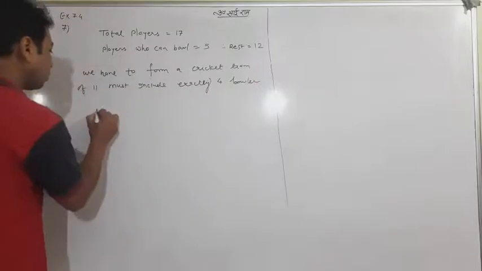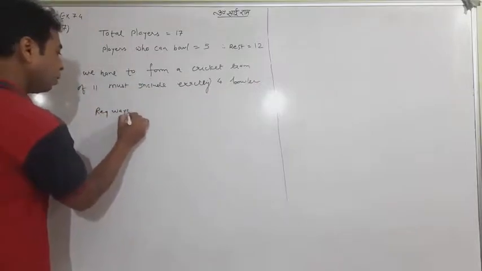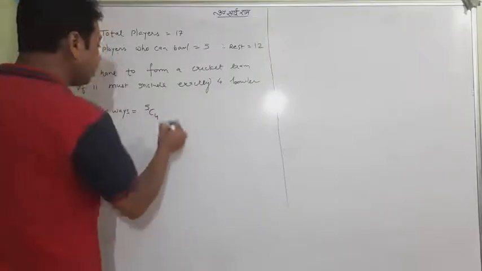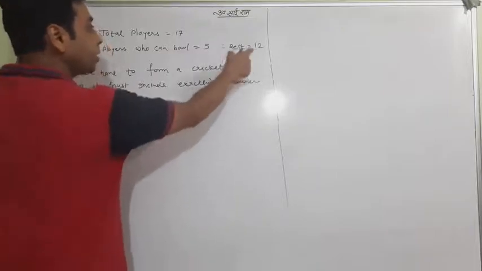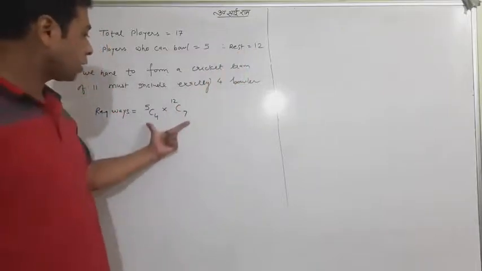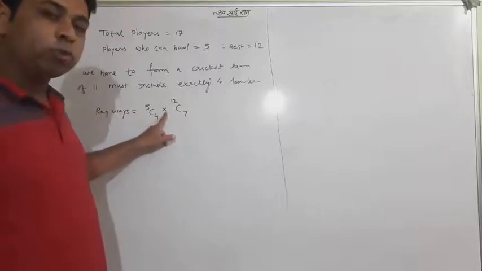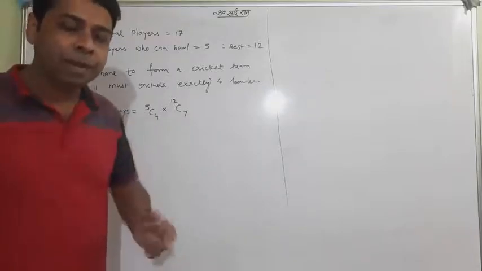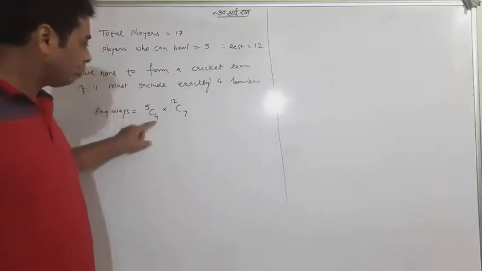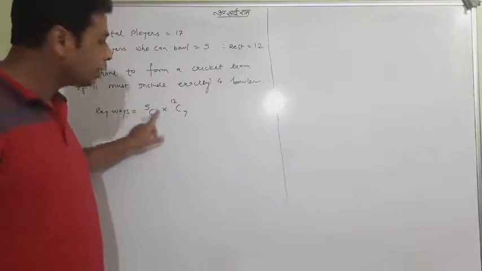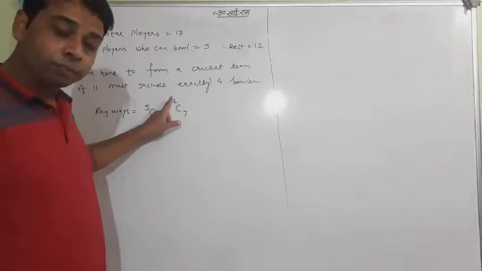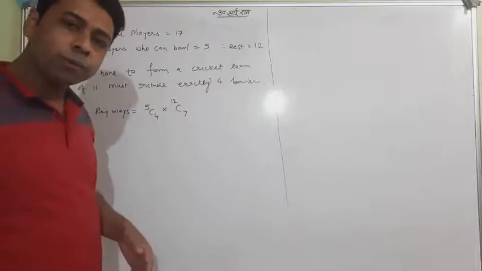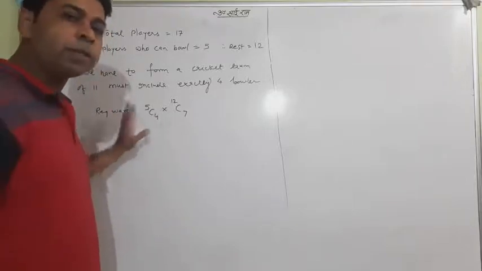This is simple. So the required number of ways will be simple. First I'll select 4 bowlers out of 5, and the rest 7 players will be selected from 12. If you focus on the situation, 7 and 4 will be 11, that makes the whole team of 11. Among that, 4 are bowlers chosen from 5 bowlers, and 7 are other players chosen from the other players. So this is the answer. Now you can solve it yourself. I think this is enough to finish the question.